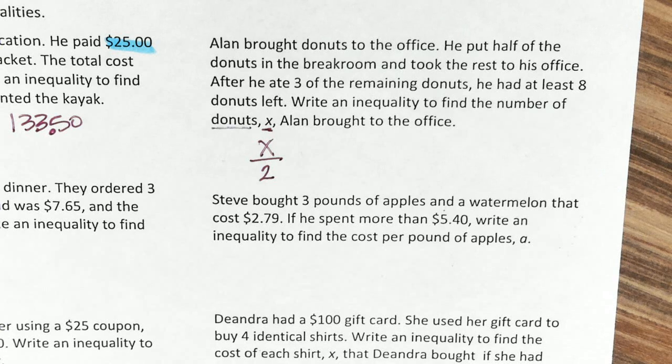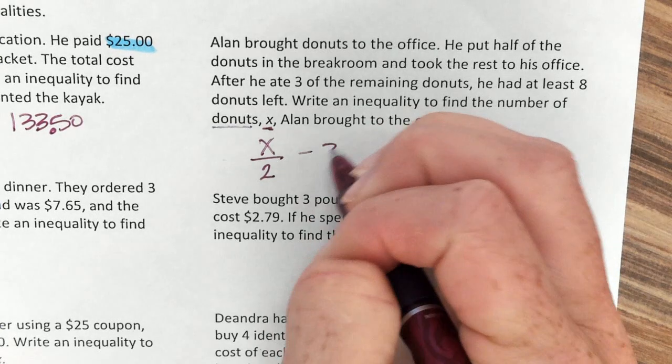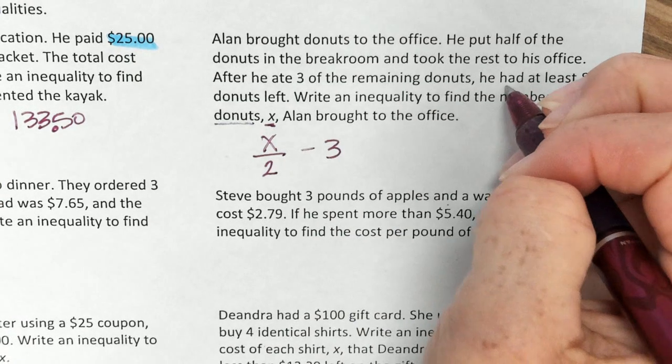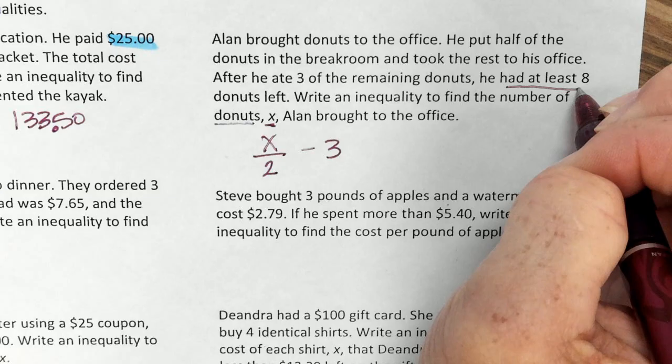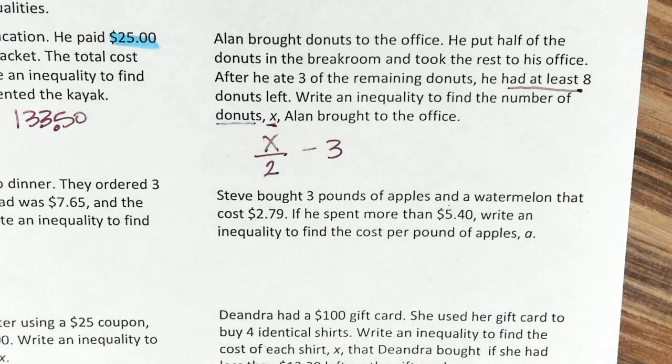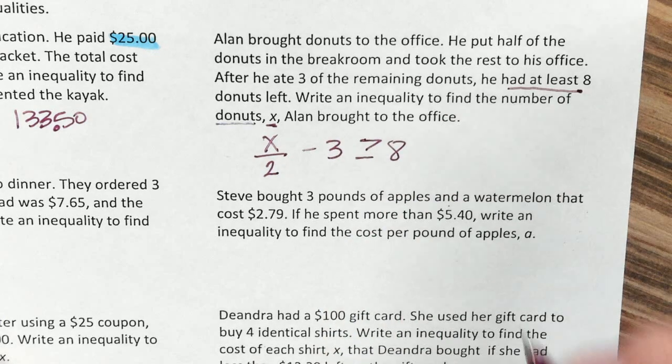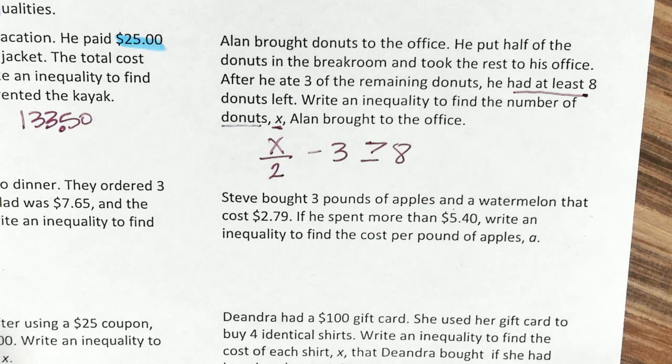He then ate 3. Minus 3. And afterwards, he had at least 8, meaning at the smallest amount, he had 8. He had at least, greater than or equal to 8. All right, moving on.